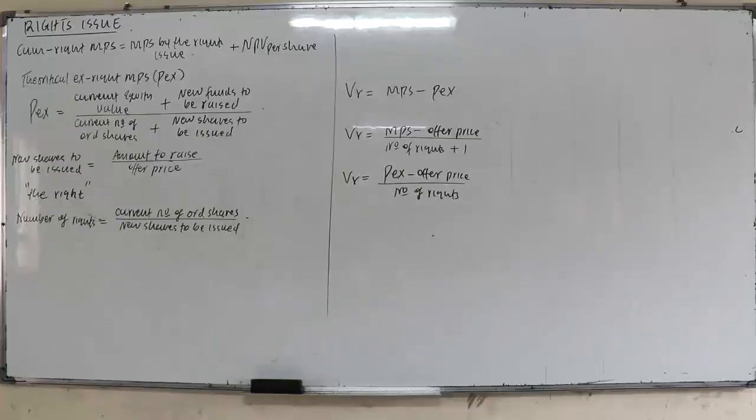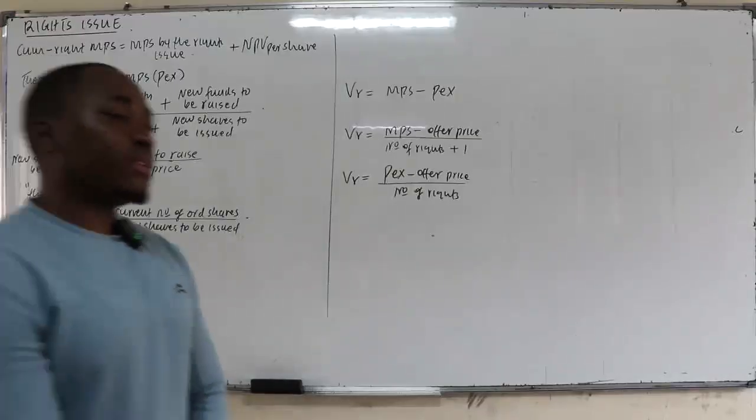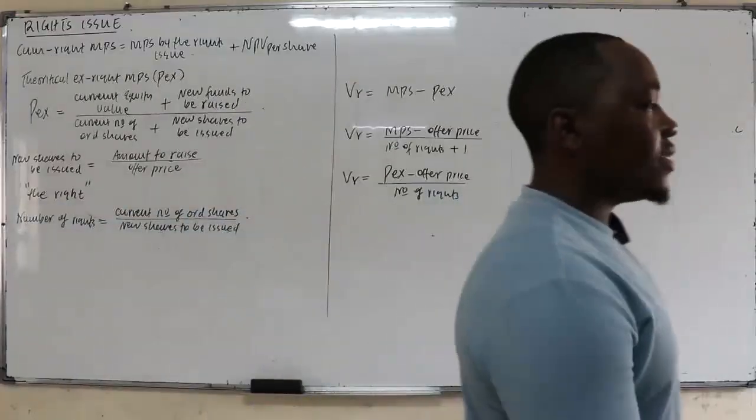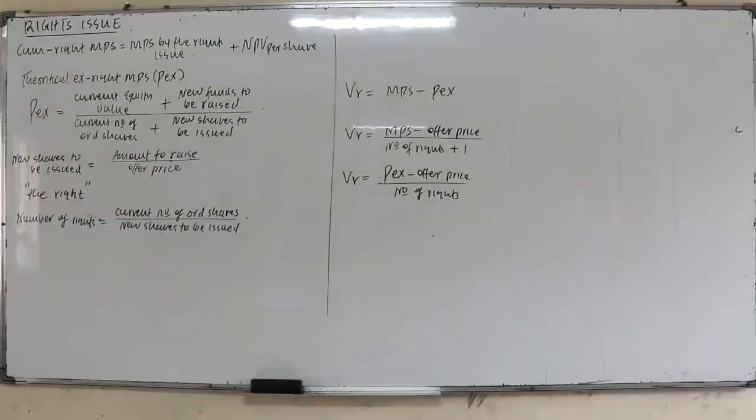Number three, ownership and control of the company. Ownership and control of the company will not be diluted, since shares are issued to the existing shareholders.